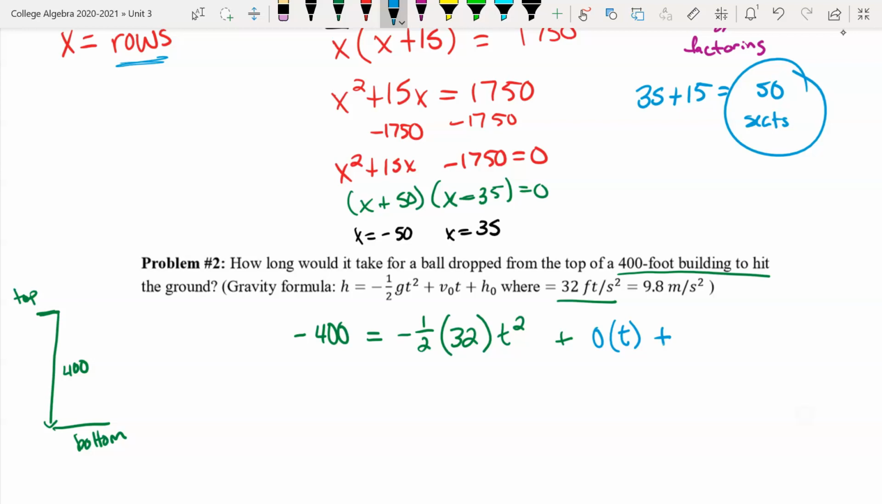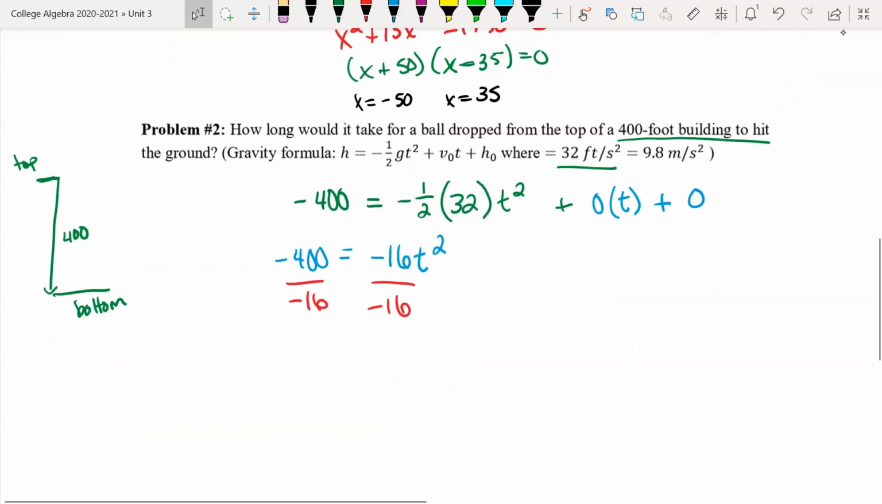And our initial height is going to be 0 because we start at the top, which is our 0 point, and we go down 400. That's why we use negative 400. So if you multiply all that out, you get this, negative 16 t squared. And that's all that's left because 0 times time is 0 plus 0. So now I'm going to divide by negative 16. You get 25 equals t squared.